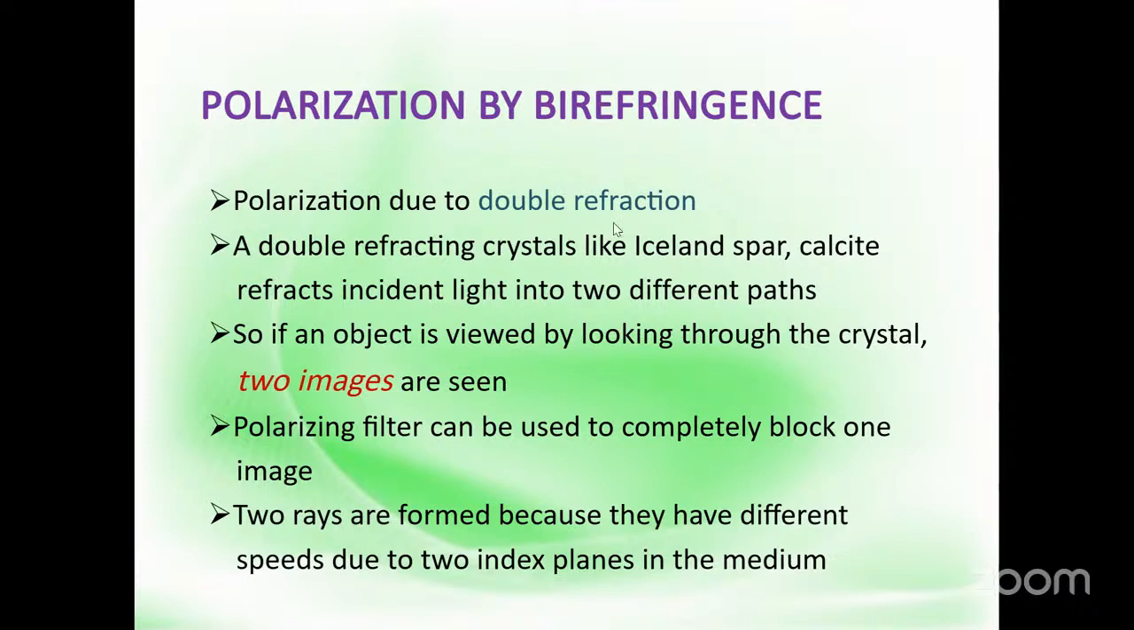In a double refraction crystal, like Iceland spar or calcite crystal, the incident light is refracted into two different paths. So if an object is viewed by looking through the crystal, two images are seen. These are double refracting crystals. A polarizing filter can be used to completely block one image. Two rays are formed because they have different speeds due to the two refractive index planes in the medium.